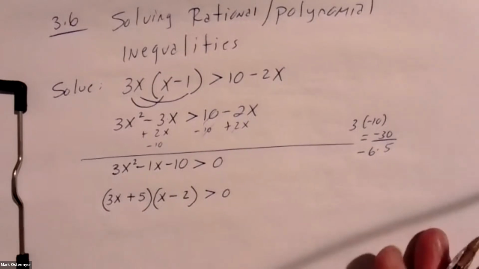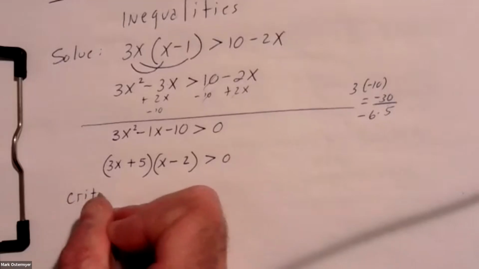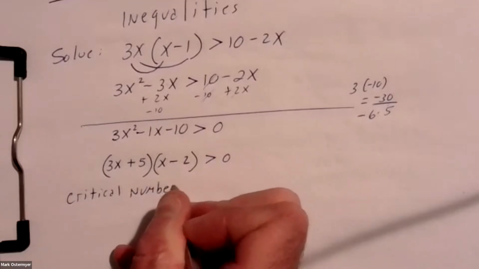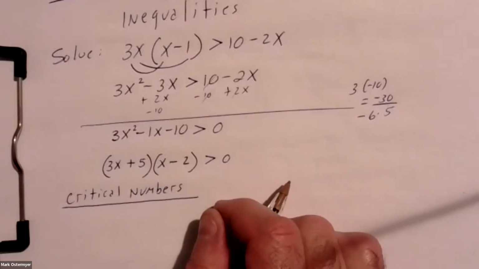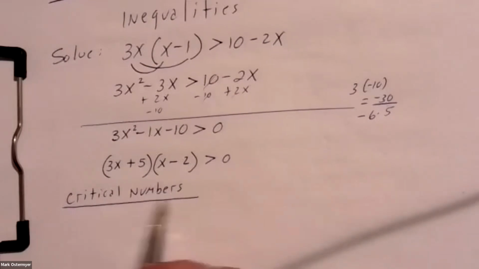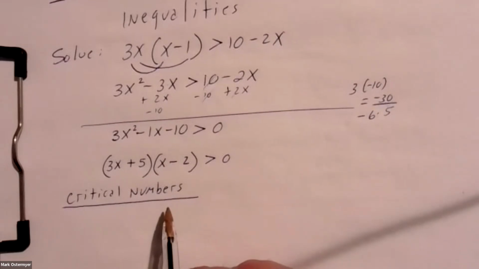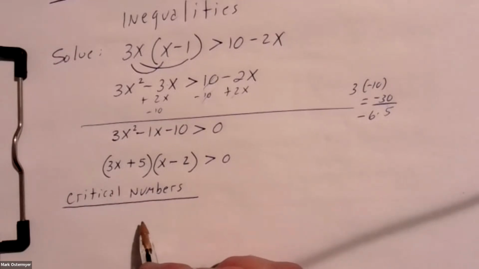All right, now the next step is we're going to have to find what are called critical numbers. Some textbooks refer to these as significant numbers or critical numbers. I like to call them critical numbers here. But don't confuse these with what you would call critical numbers in Calculus 1. They take on a different meaning in Calc 1. So maybe you could call these significant numbers instead of critical numbers.